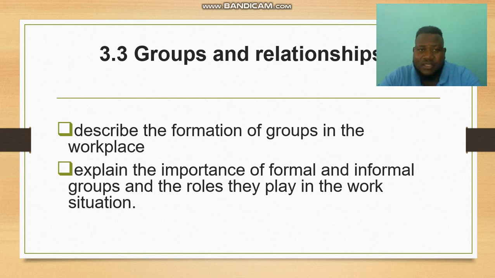Topic number 3, groups and relationships. So describe the formation of groups in the workplace. How are different groups formed at the workplace? And then explain the importance of formal and informal groups and the roles they play in the work situation. At the workplace, there can be some groups that are formed in a formal way, and then there are also some that are formed informally. So those are informal groups.